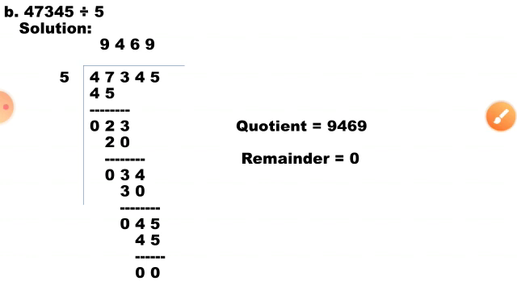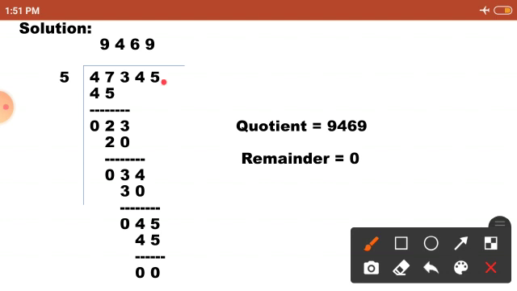See the next question, that is 47,345 divided by 5. Let's divide this. First we have to write the dividend, that is 47,345. Next we have to write the divisor, that is 5. Just to divide this, take the first number, it is 4. Can't able to divide, take the second number together. Now it will become 47. So find answer what? 45.